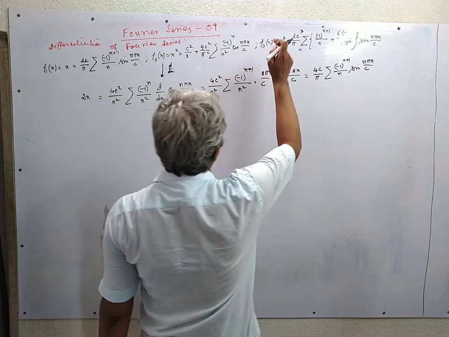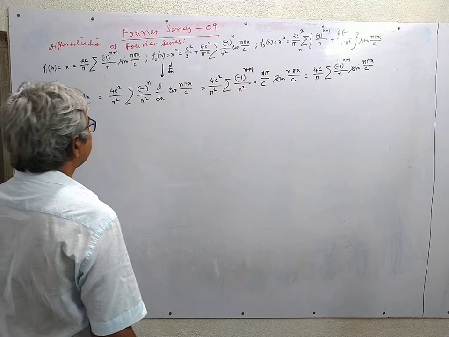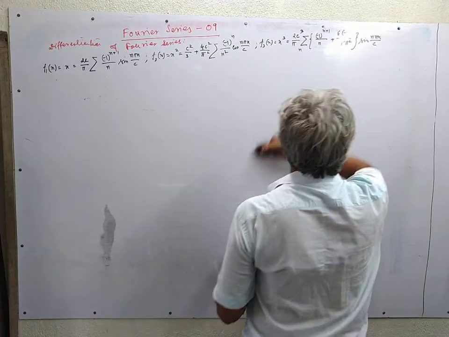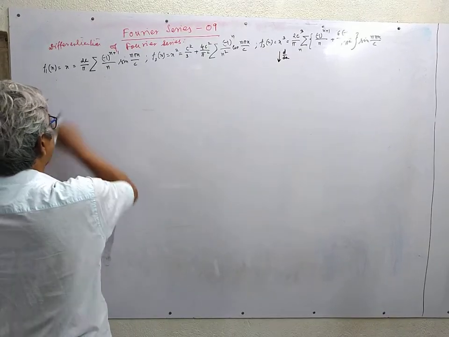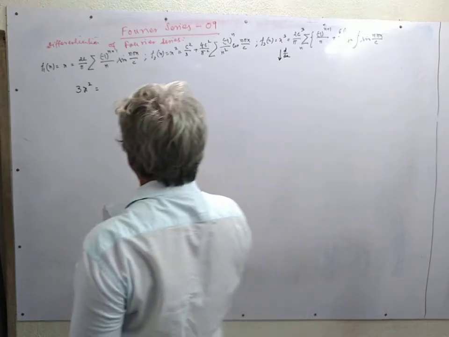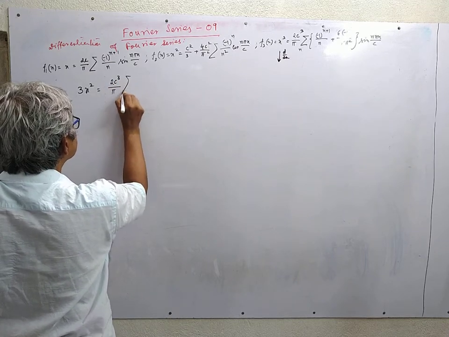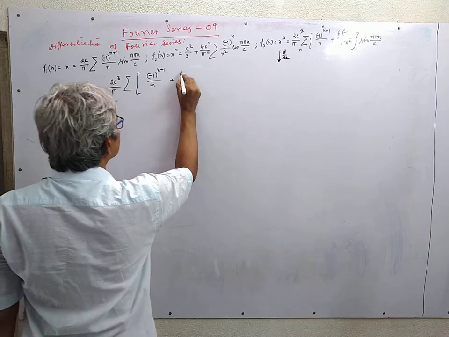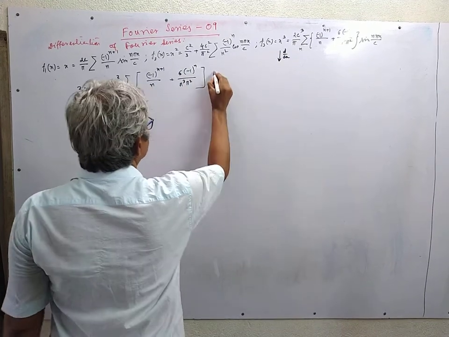If we differentiate this, we will land up with a wrong result. If we differentiate the f3, we will find that we have landed up with a wrong result. Let us see what we get. So on the left hand side we will have 3x square from x cube. On the right hand side, this part is constant, 2c cube by pi, then differentiation of this.